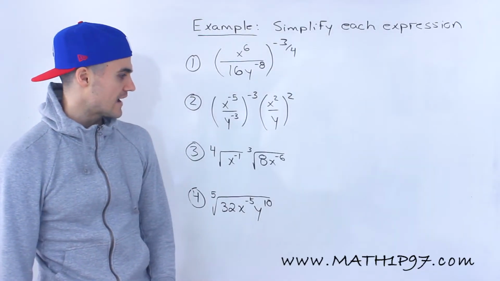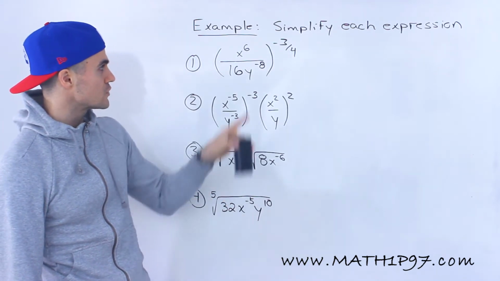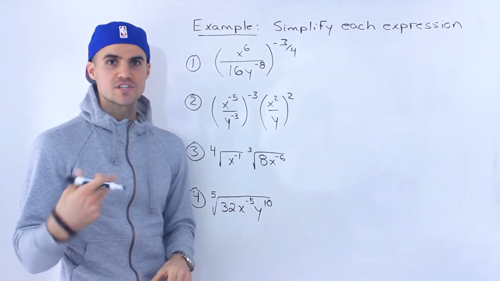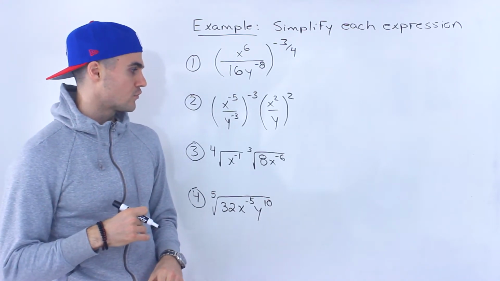Moving on to the next video. We got to simplify each of these four expressions over here. So the first one, we got x to the 6 over 16, y to the negative 8, all to the power of negative 3 over 4.